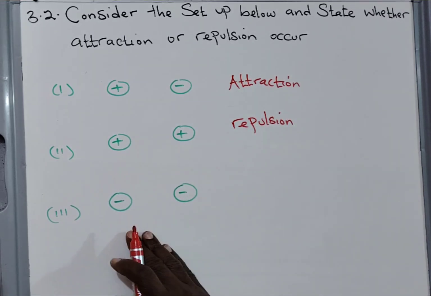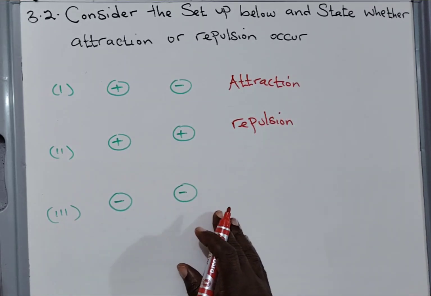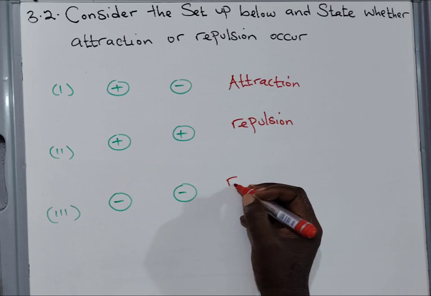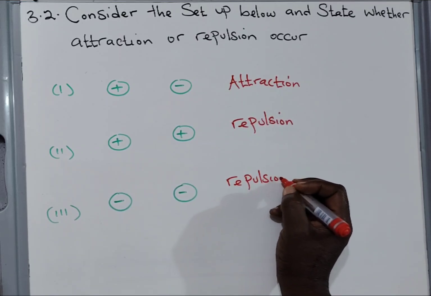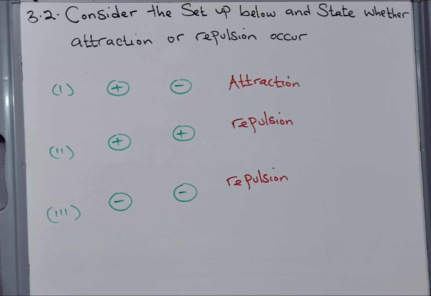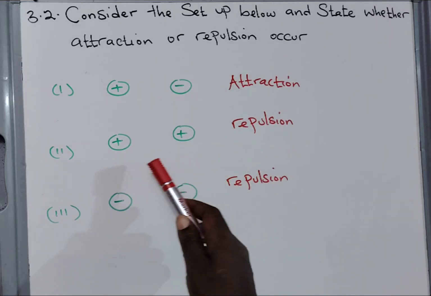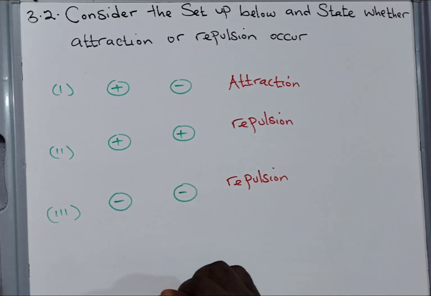Okay? Then we come to this one. A negative next to a negative. What will happen? Repulsion. I need to tell you that attraction is when the two objects tend to come closer together, while repulsion is when the two tend to move away from each other.